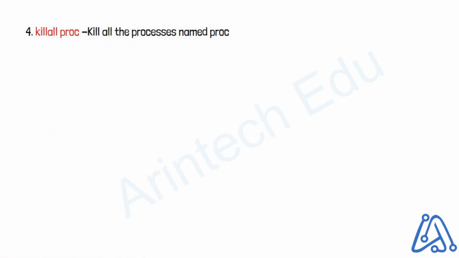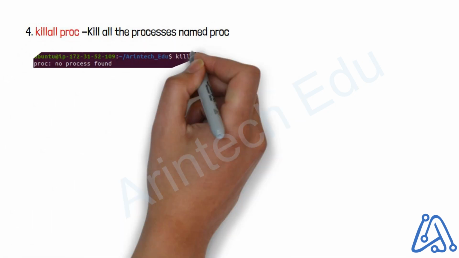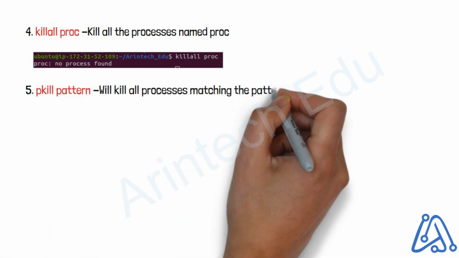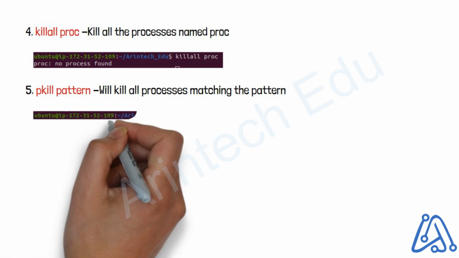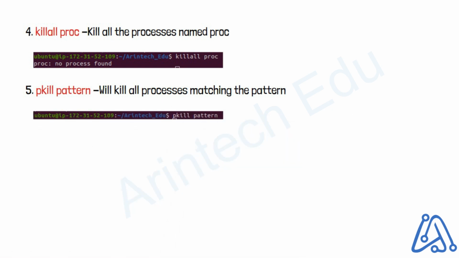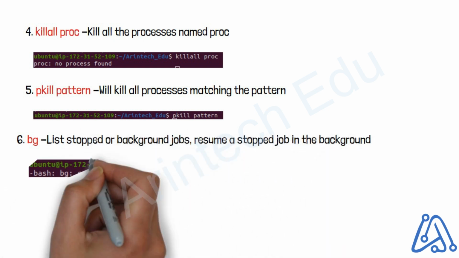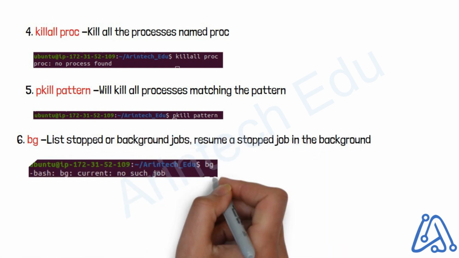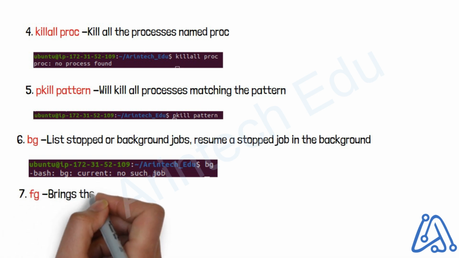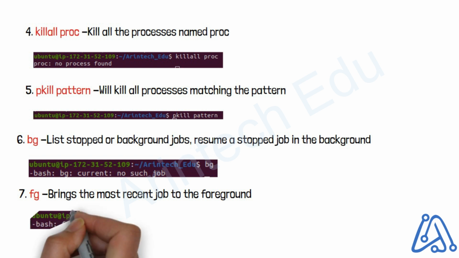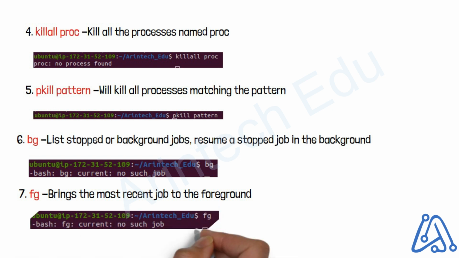4. killall proc, kill all the processes named proc. 5. pkill pattern, will kill all processes matching the pattern. 6. bg, list stopped or background jobs, resume a stopped job in the background. 7. fg, brings the most recent job to the foreground.